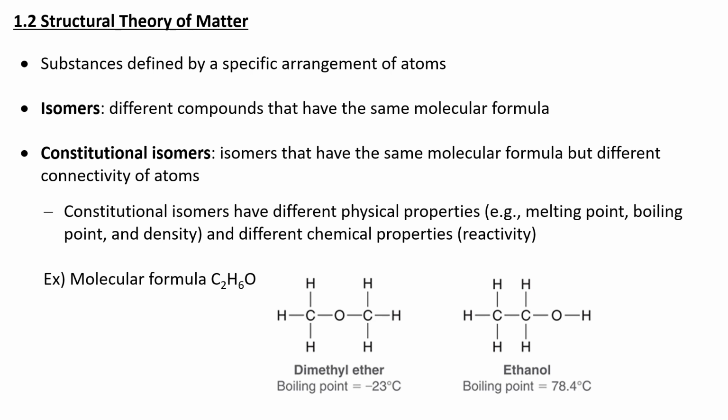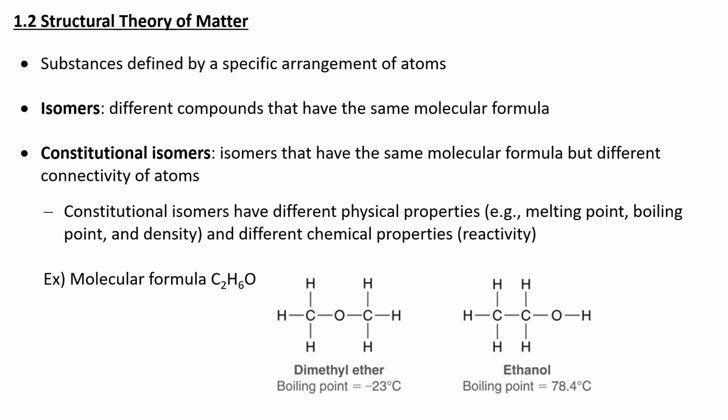Section 1.2 deals with the structural theory of matter. Much of this you'll have seen in your general chemistry course. So a chemical substance is defined by its arrangement of atoms and its formula. Isomers are simply compounds that have the same formula but are different in a particular way. There's a variety of different isomers that we'll be covering this semester. The first of which is a constitutional isomer.